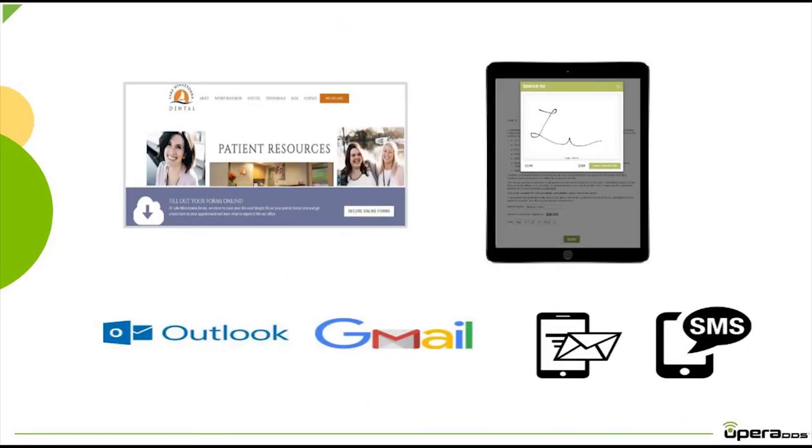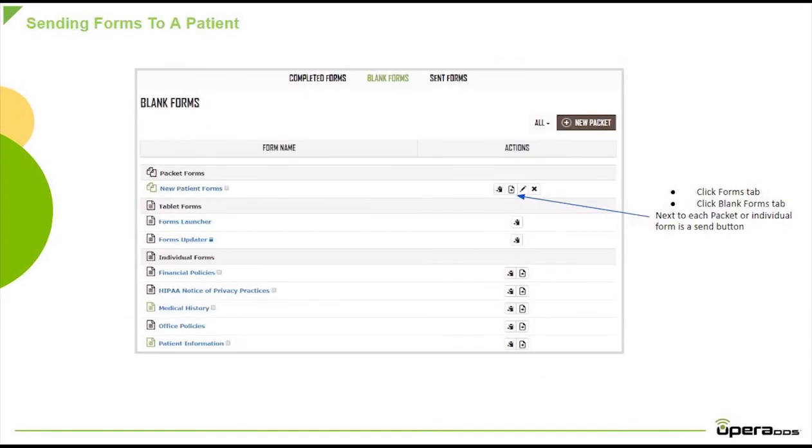You're doing great! Next, let's review sending forms to patients. As mentioned earlier, there are a few ways to do this. If you've added your forms to your website, you can tell patients to fill them out there. Or you can also text and email the forms directly from your portal. Click on the Blank Forms page, and next to your packet of new patient forms or any other form, you can click the Send button, which is the arrow that you see here.